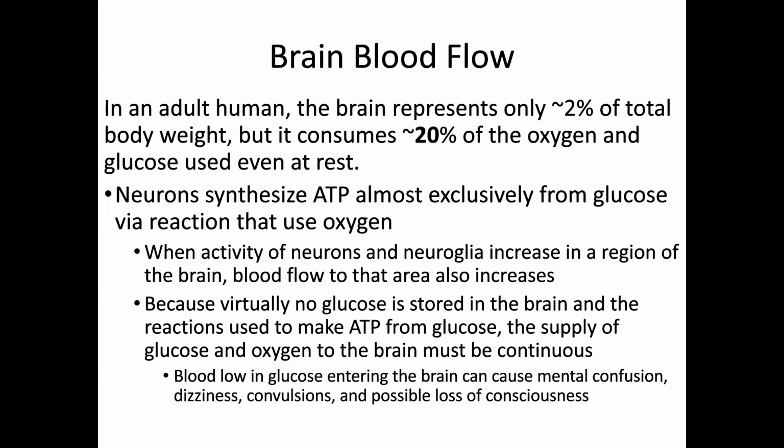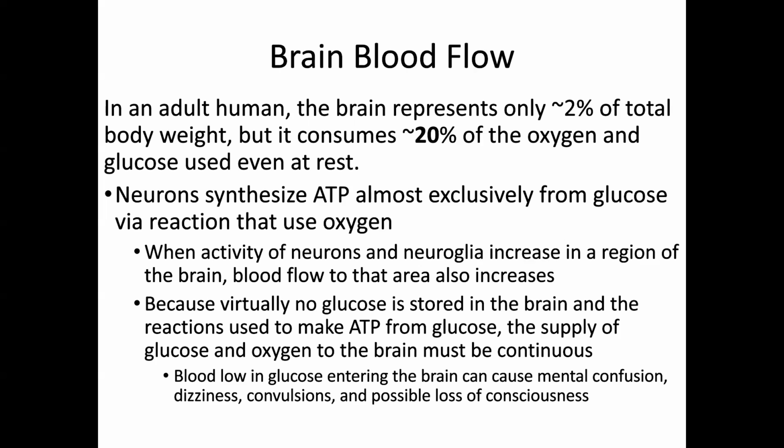And the reason that we have to send so much blood up to our brain is because our neurons synthesize ATP almost exclusively from glucose via reactions that use oxygen. In other words, our neurons like to go through aerobic respiration. Okay. When active neurons and neuroglia increase in a region of the brain, blood flow to that area also increases. That's kind of straightforward. Also, something that was really cool, discovered by scientists. I imagine that's kind of how a lot of them figured out what different parts of the brain did. They just followed where the blood went.